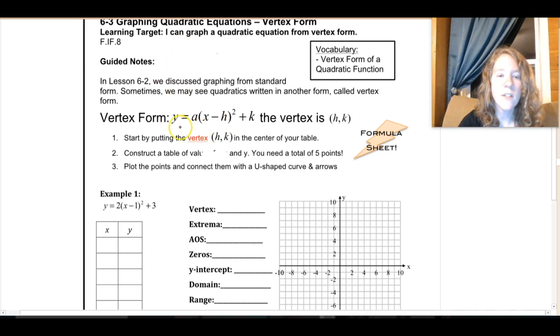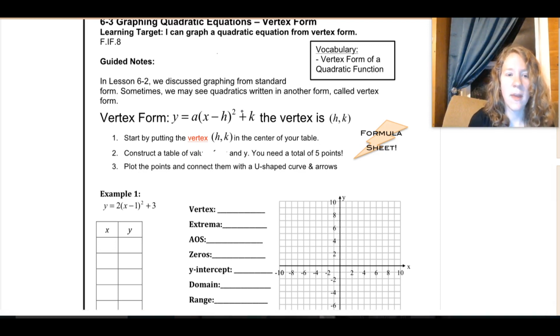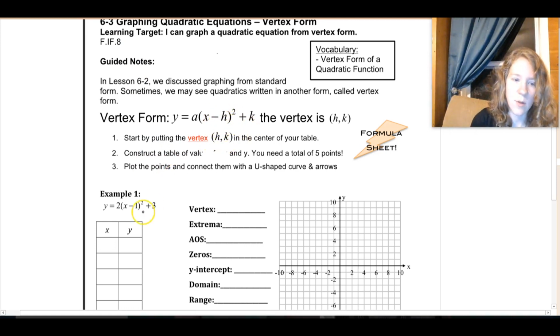So if you look at vertex form, this is on your formula sheet, and it looks like this: y equals a times (x minus h) squared plus k. So I'm going to show you what all these pieces mean, but also if you think of it through the lens of that transformation that we talked about in Unit 3, it might be a little bit helpful. So the first thing you're going to do is start by putting the vertex, which is h and k, in the center of your table.